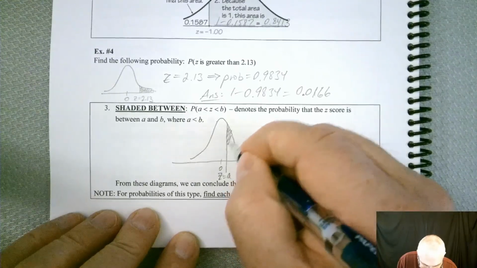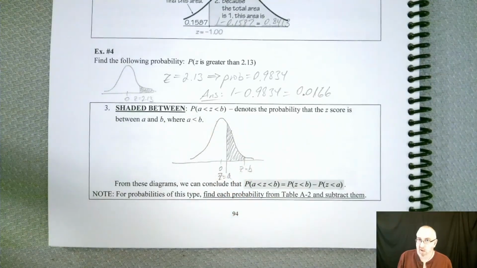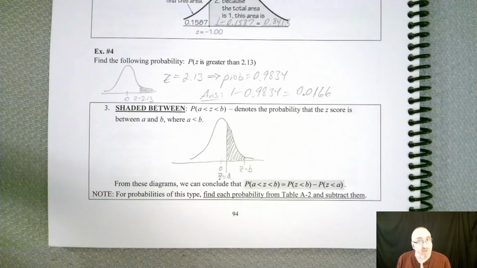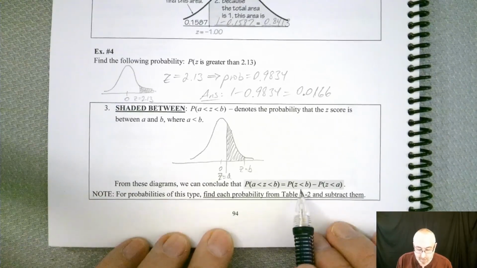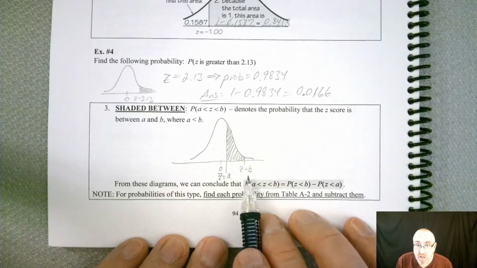So they're looking at this area in between them. So how do we find that area? Well, this one's a little bit more involved because there's two z-scores, but you still need to go to your table for both of them. So that's the key. You want to look at the one that's further to the right, so in this case B, and start with that.